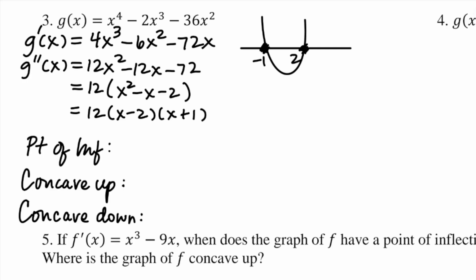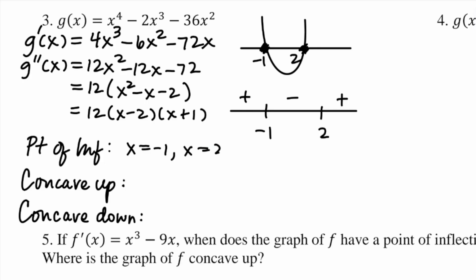And so our points of inflection are going to be where the sign changes. Now, if you've done a sign chart, you should have gotten this. The points of inflection would be where the sign changed, and that would be x equals negative 1 and x equals positive 2.